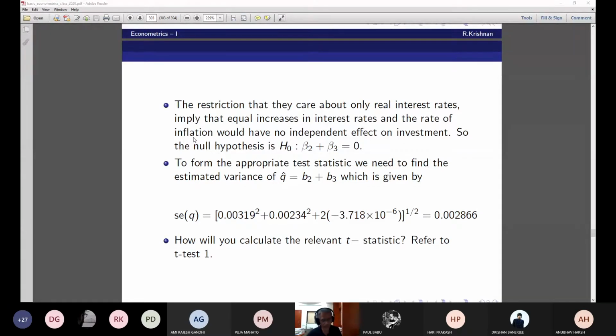Okay, now what does the t-stat tell you? Can we accept it at the 5% level? Sir, how did you get that minus 3.718 into 10 to the power minus 6 term? Oh, I have not given you. That is from the output. No, that's not in the output, because for that I have to give you the entire covariance matrix of the coefficients.